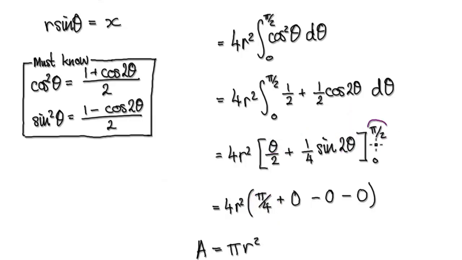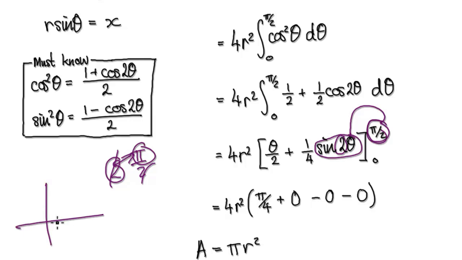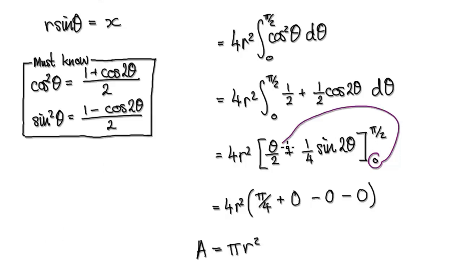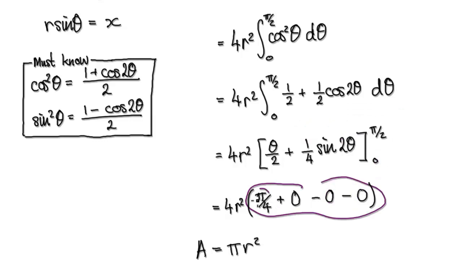So when you put this thing into here, it will be 2 times pi over 2. This 2 gets multiplied to the top, cancels out, so it's really sine of pi. Sine of pi would be 0. So this thing here would be 0. And then if you put 0 into here, that would be 0. So the whole thing here would be pi over 4.